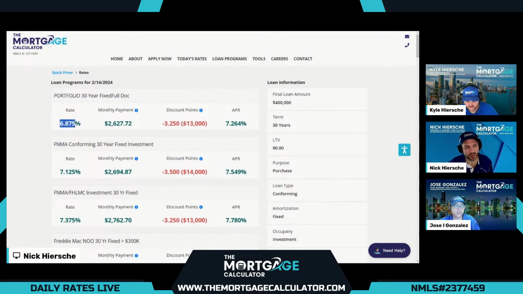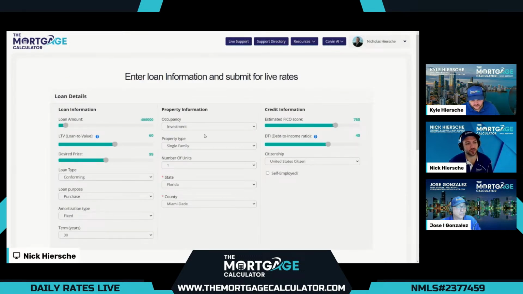So the best option here, 6.875 rate for 3.25 discount points and cost, puts a final APR at 7.264. And you see the first true conventional option, FNMA stands for Fannie Mae. So this is a true Fannie Mae, 7.125 rate for 3.5 discount points and cost, puts the final APR 7.549. So definitely most investors right now would be looking at this portfolio option. But I would recommend all of our investors also check out our true non-QM options, which should be very comparable today. So let's get into our final live demo.